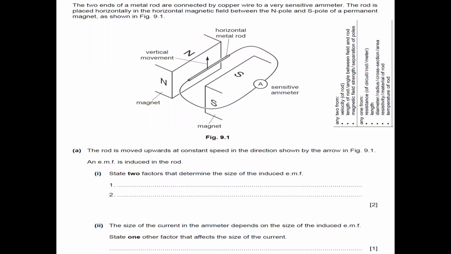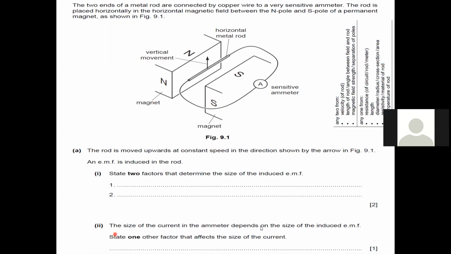Another question. In this question, we have two ends of a metal rod connected by a copper wire. You can see here, and there's a sensitive ammeter. The rod is placed horizontally in the magnetic field, between the north and south poles of a permanent magnet. You can see the north and south pole. The rod is moved upward at a constant speed as shown. So if the rod is moved upward, can you draw an arrow to show the direction of current?